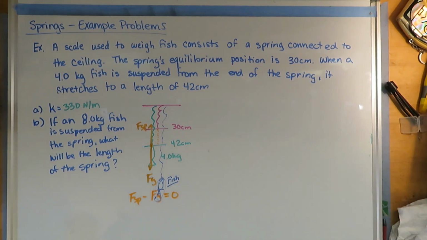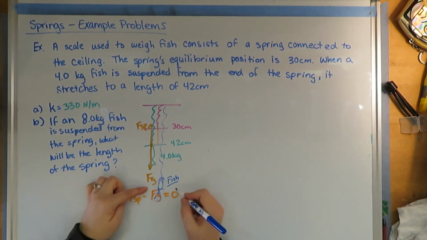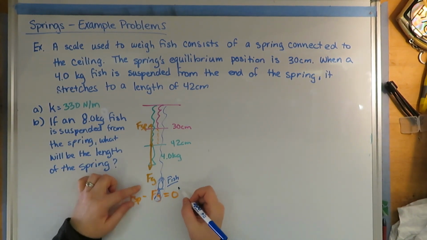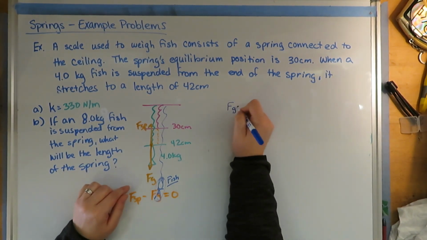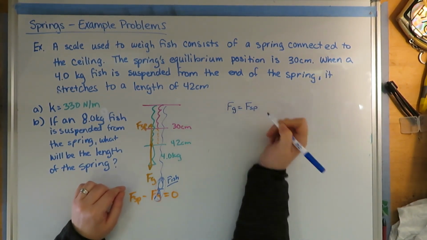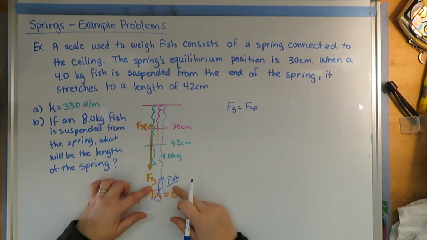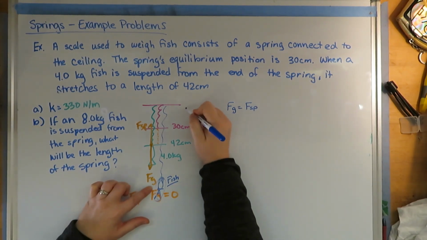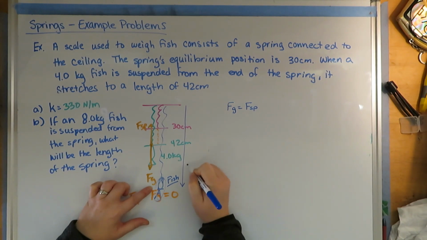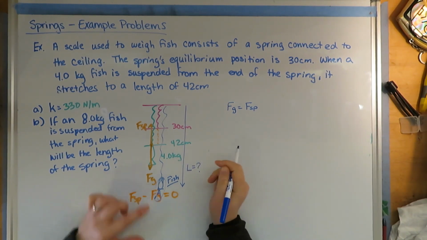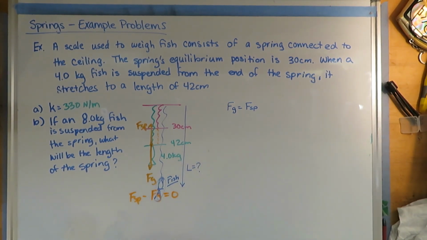That we have an 8 kilogram fish suspended from the spring. We want to know what will be the length of the spring. Well, at this point, we're still going to have our gravitational force equal to our spring force, because we're going to be in equilibrium at this point. But we want to know what is the length of the spring. So we want to know what is L equal to at this point. So what's our length of our spring?